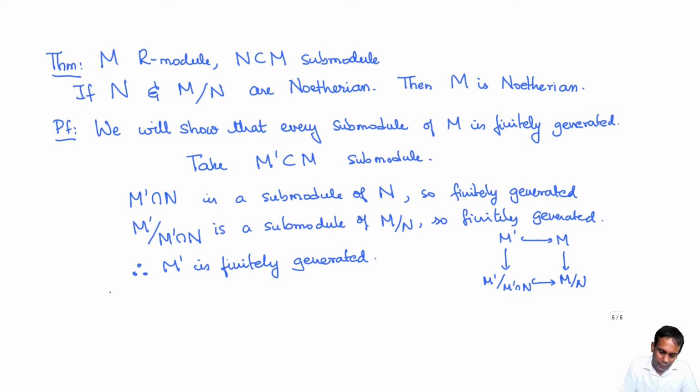This means that M is Noetherian because every submodule is finitely generated. So we've been proving all these technical results about Noetherian modules and finite generation. Now it's time to harvest the fruits of our hard work.